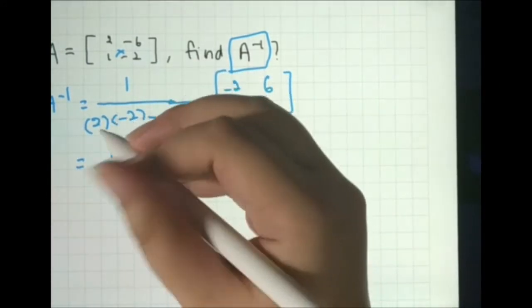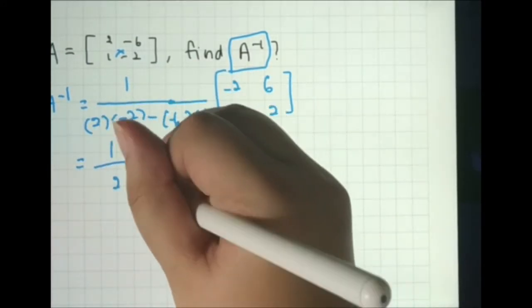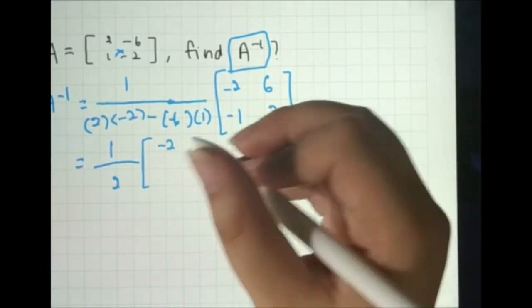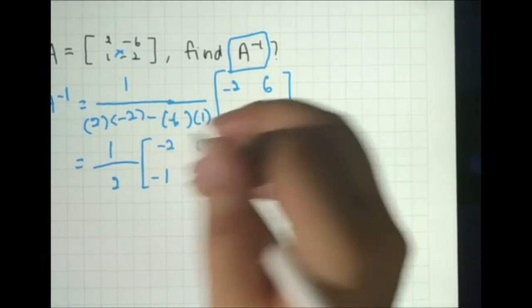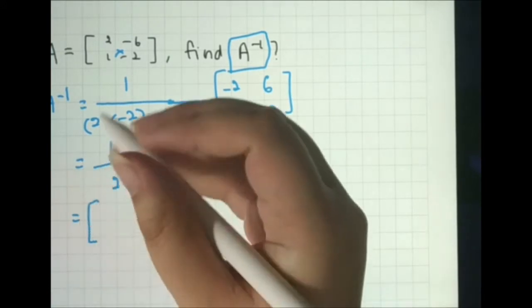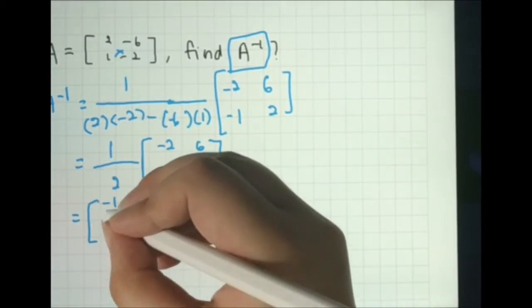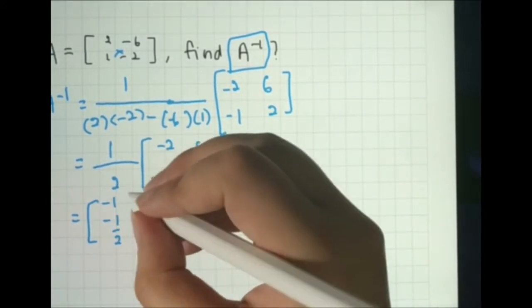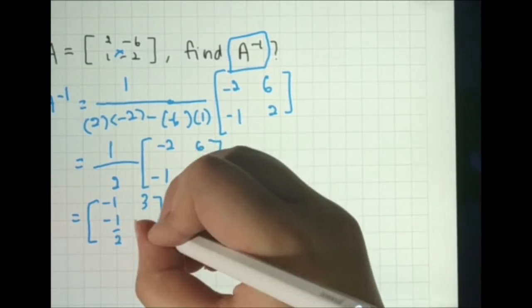Yeah, so 1 over 2 times matrix [2, 6, -1, 2]. So our final answer, the inverse of matrix A, would be [-1, -1/2, 3, 1].